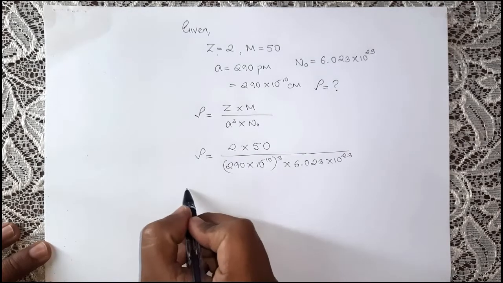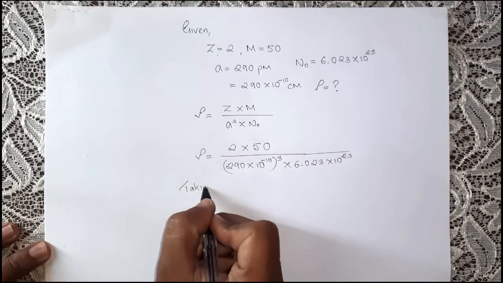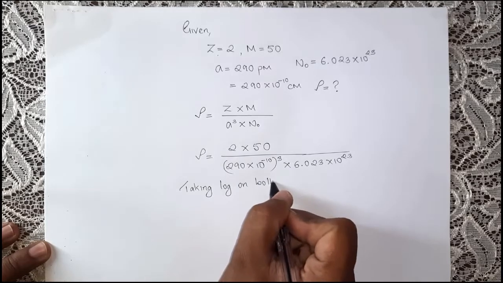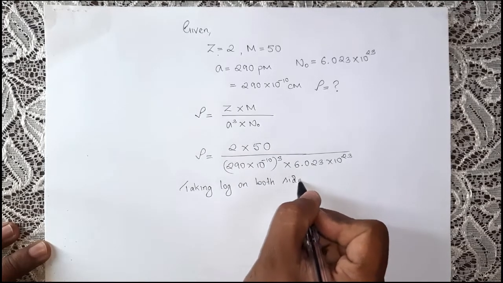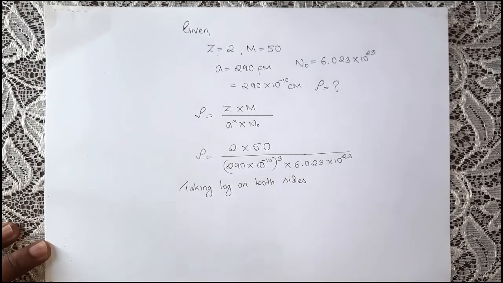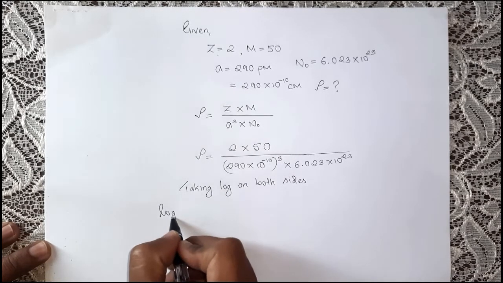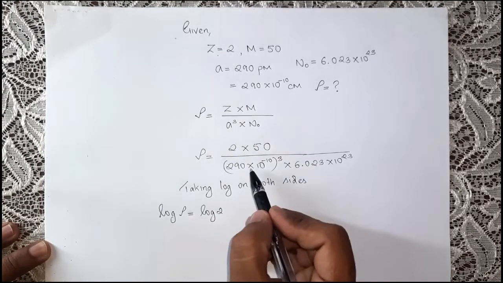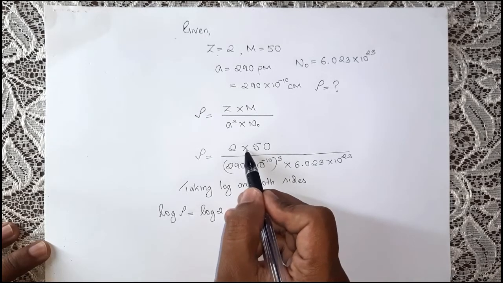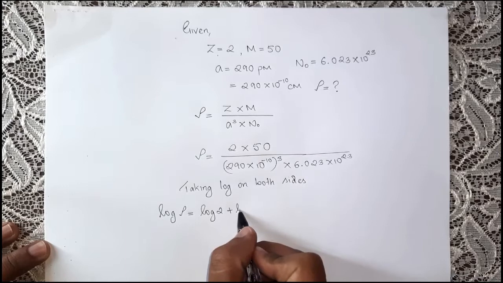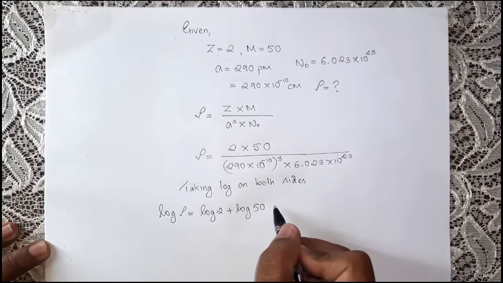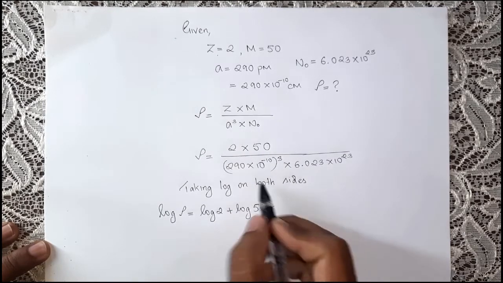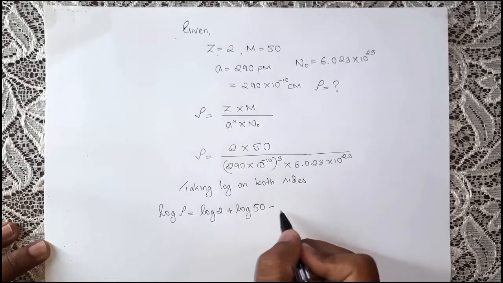So now we'll write, taking log on both sides. Log density is equal to log 2. When we take log, this multiplication sign will change to a positive sign, so we will have plus log 50. Whatever is on the lower part, if you write it on the upper part, it will be minus. So all this lower part, the multiplication sign will change to a negative sign.